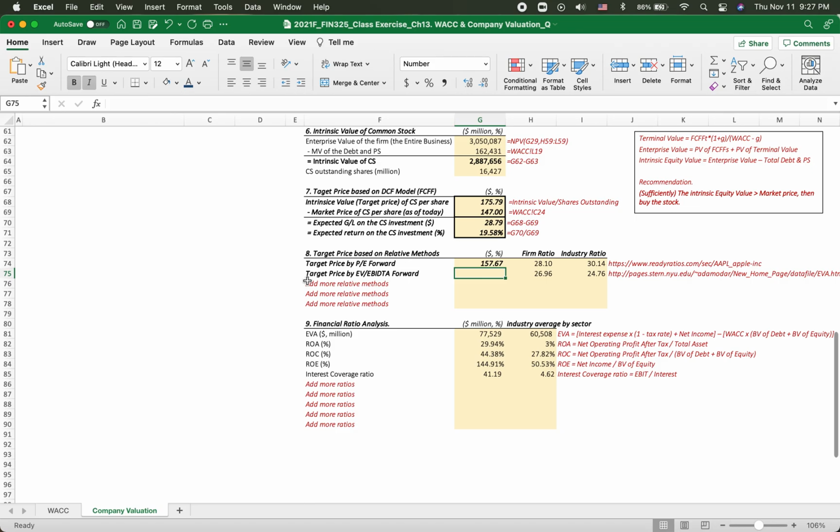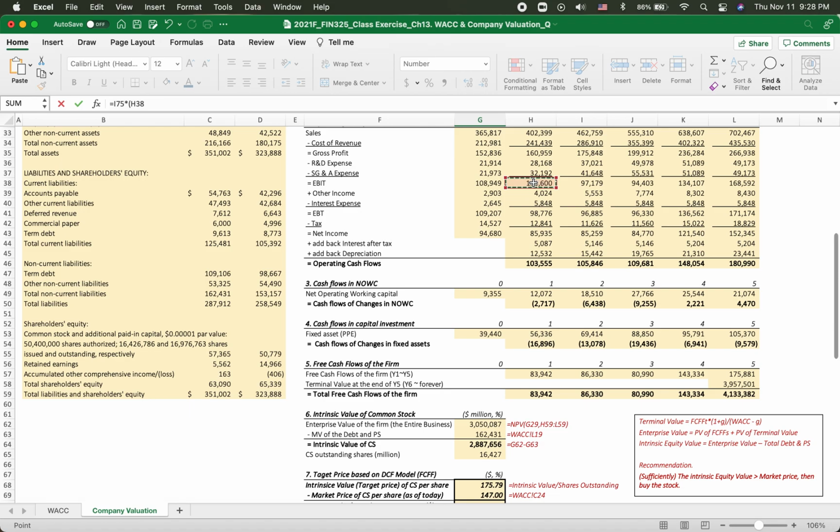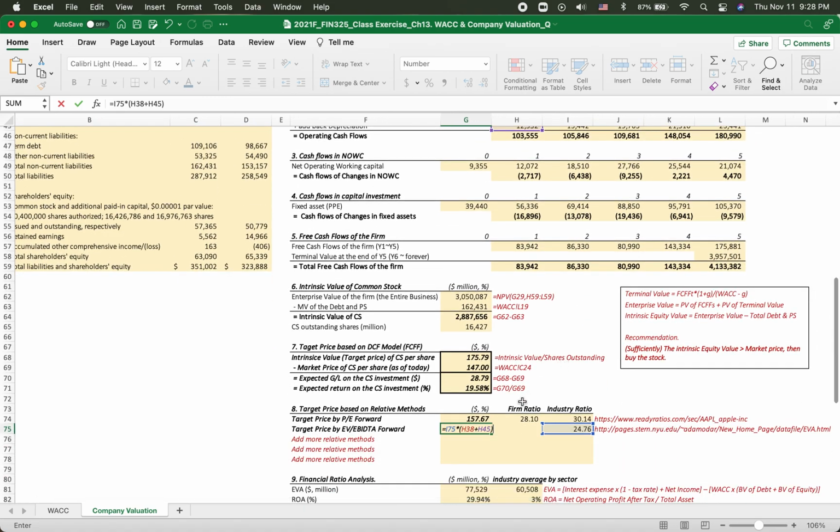By EV/EBITDA forward, how do we calculate? In the same way, we use the industry EV/EBITDA ratio, and then times, let's go to the EBIT of the coming year, and then add the depreciation so that we get the EBITDA, right? So we have the EBITDA here, and then that is the enterprise value of the firm using the industry EBITDA multiple, right? But what we want to get is the target price. How do we get it? Minus debt, so that we can get the intrinsic value of the common stock, and then we need to divide by the number of shares outstanding. So we got $160 based on the relative method with the EBITDA.